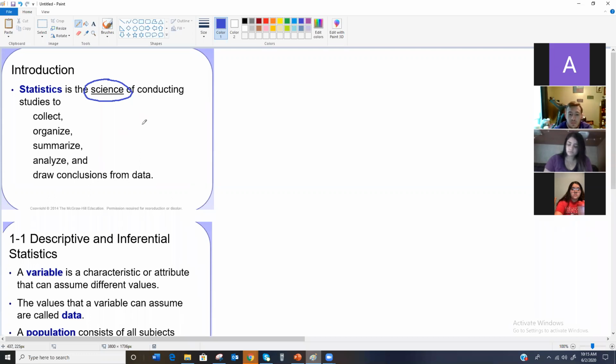Statistics is not truly just mathematics. It's not truly just a science. It's this overlap between the two. I like to think of it as a mathematics that supports science.